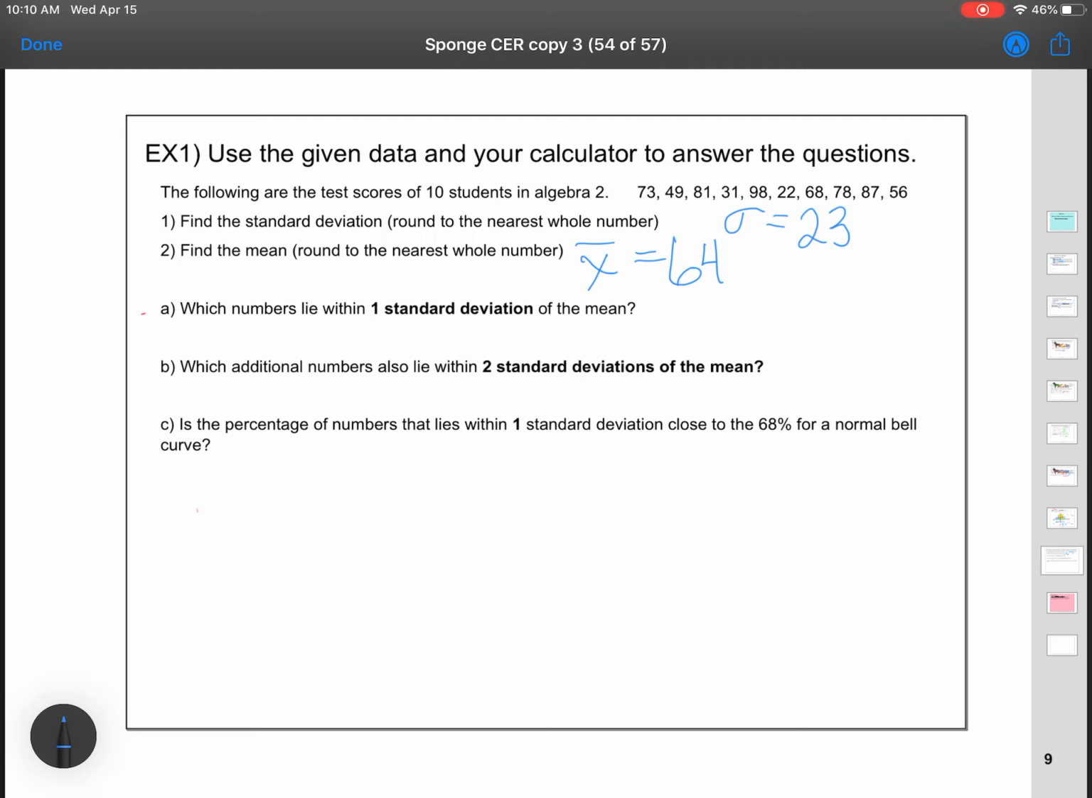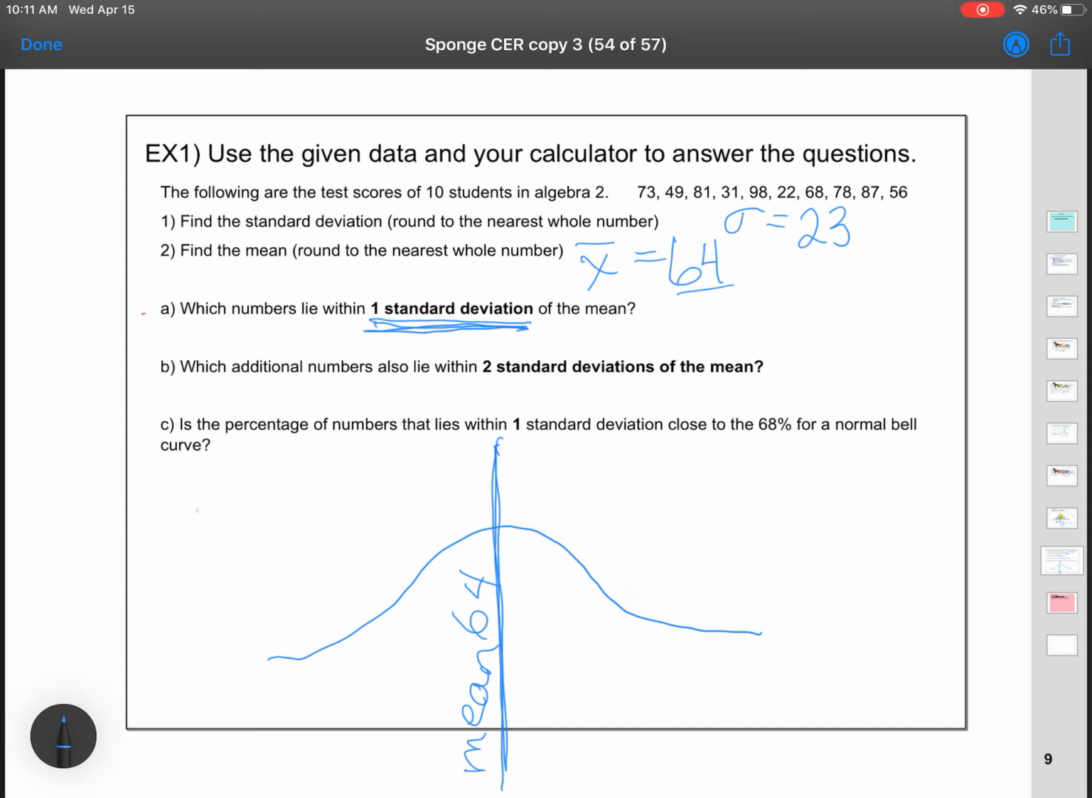Okay, so now it says which of these numbers lie within 1 standard deviation away from the mean. Well, I need to draw myself a normal bell curve. So here's my drawing of my normal bell curve. Here's the center, approximately. So I'm going to label my mean right here. And I know that my mean is 64. So 64 is the mean here in the middle. Now, if I want to know how many of these numbers go within 1 standard deviation, I now need to take that mean and I need to add 1 standard deviation to go this direction. So we're talking about taking 64 plus 23. And when I add that, I get 87. So over here, if I go 1 standard deviation, I'm over at 87.